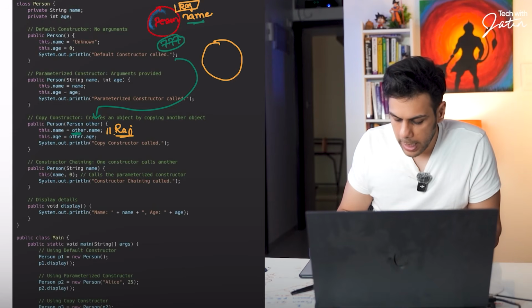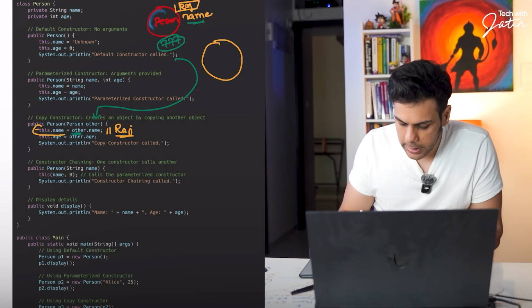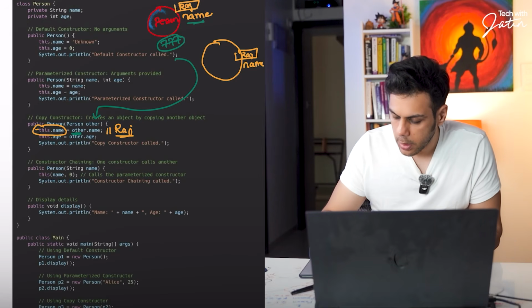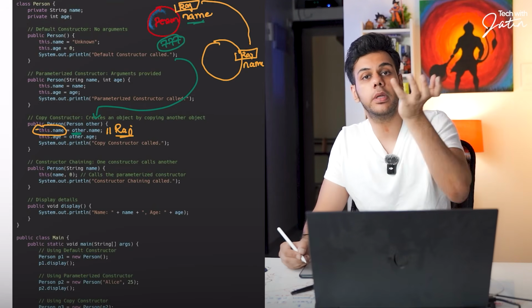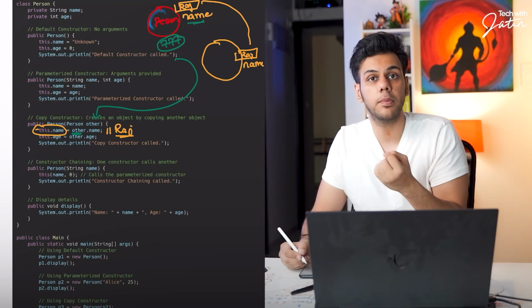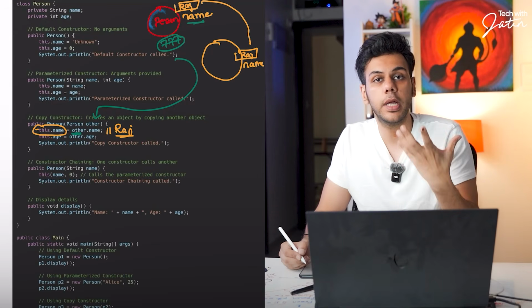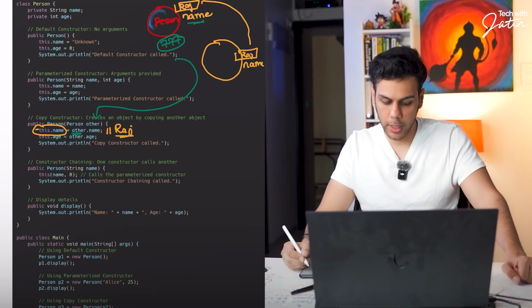This value of Raj, we are taking it from the other object and giving it to this current object. So over here, name is going to get the value Raj. So when you take the data from one object and use it to create an object of some other class, initialize the instance variable of the other class, you do that with the help of a copy constructor. Is this part clear to everyone?